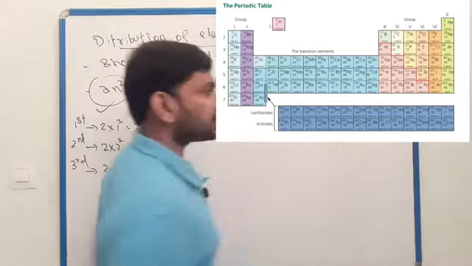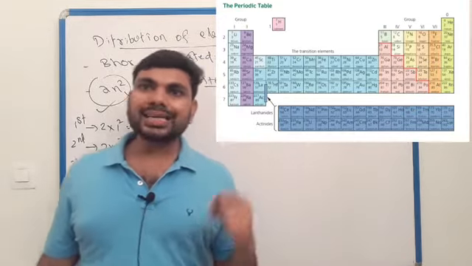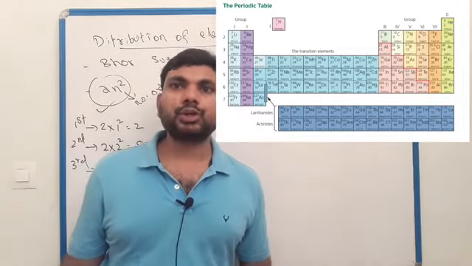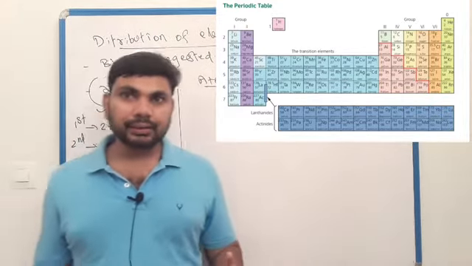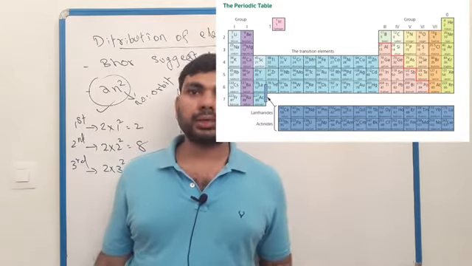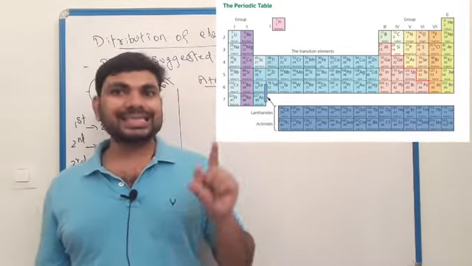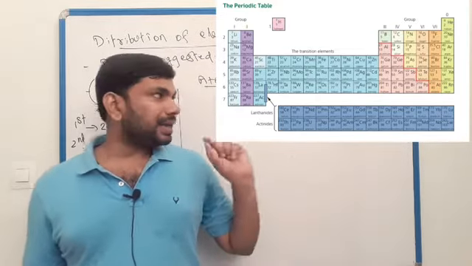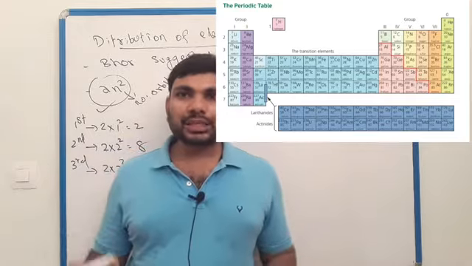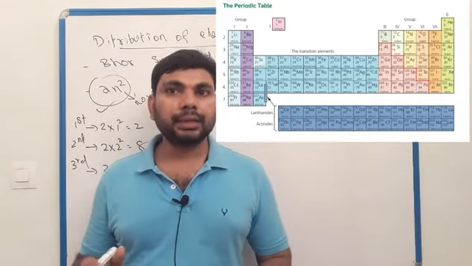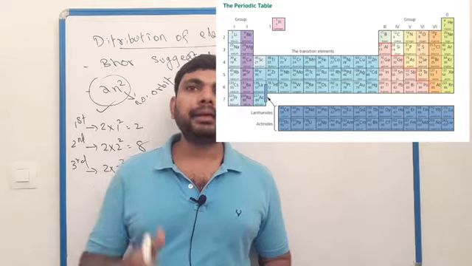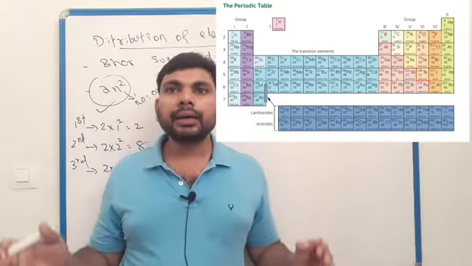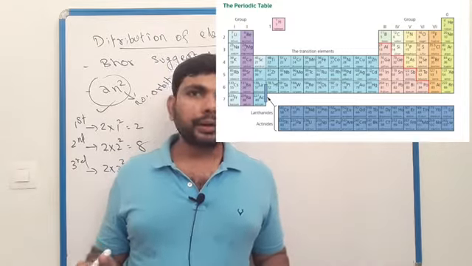So we have to use the atomic number. The atomic number of carbon is 6, which means there are 6 electrons. The atomic number of sodium is 11, which means there are 11 electrons. The atomic number of sulfur is 16, which means there are 16 electrons. So use these things. At least remember the first 20 elements with their atomic numbers: hydrogen, helium, lithium, beryllium, boron, carbon, nitrogen, oxygen, etc. Up to 20 you have to remember according to their atomic number.